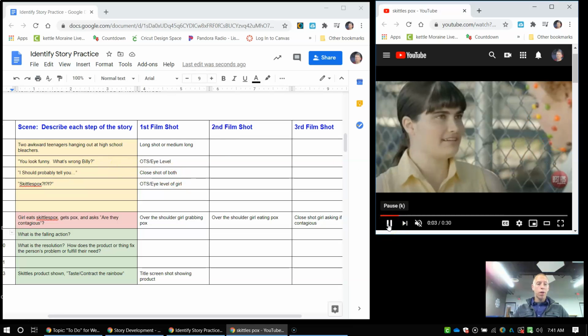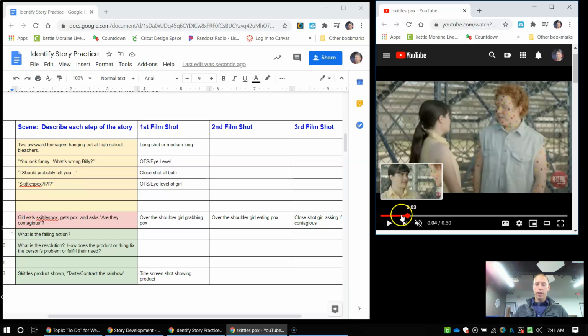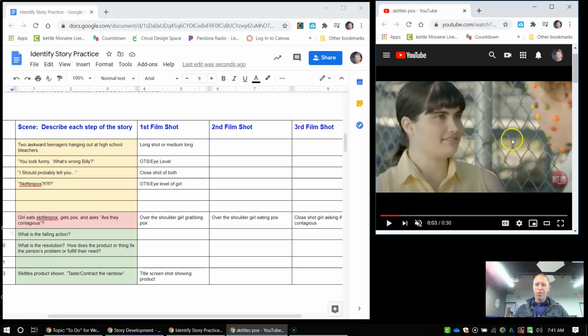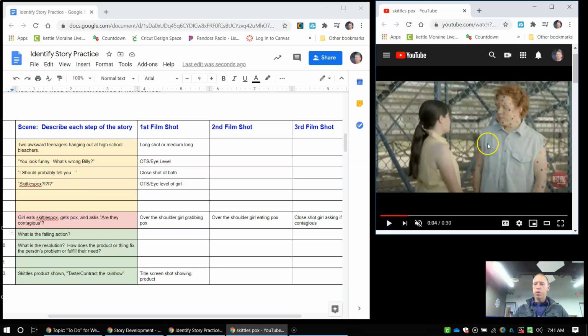The girl says, hey, you look funny, what's wrong, Billy? And if we go back, that's an over the shoulder, kind of over the guy's shoulder, or eye level, kind of both shots. And then the boy's like, I should probably tell you, my doctor says I have Skittle pox. And then that's a close shot of them both. Notice when we learned that when two people are having a conversation, a close shot like this is generally a good shot to use. And then the girl's like, Skittles pox, a reaction from her, and that goes back to that over the shoulder. Now notice here, this is kind of a long shot.